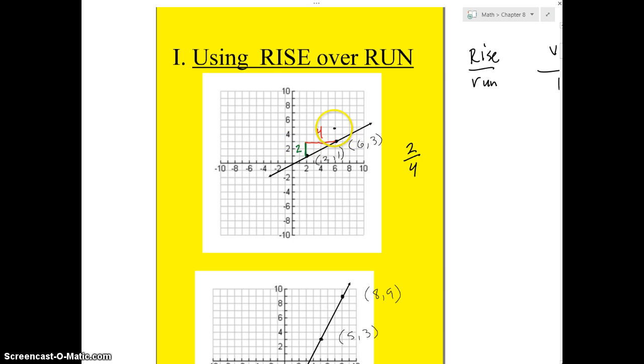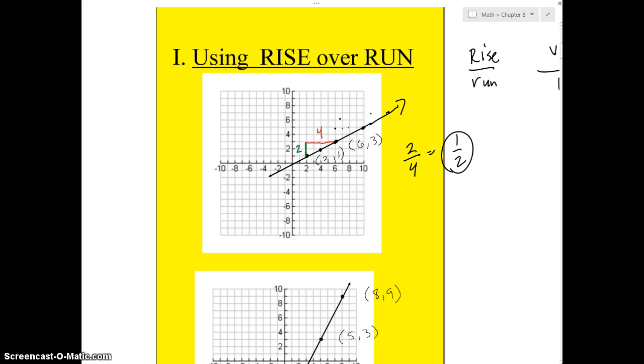We go up 2, we go 1, 2, 3, 4. And look, we're still on the line. Up 2, 1, 2, 3, 4. And look, still on our line. And we could also reduce that, as you know, and make that 1/2. So you could also say for every time we go up 1, we go over 2.